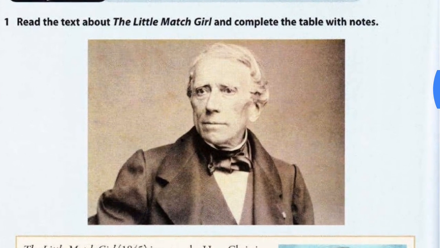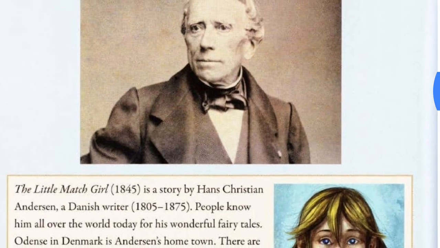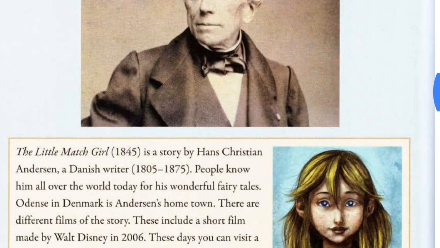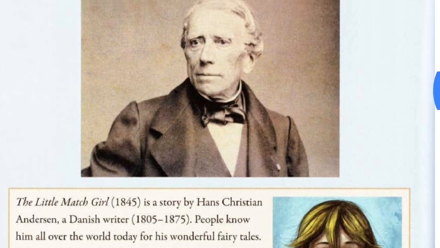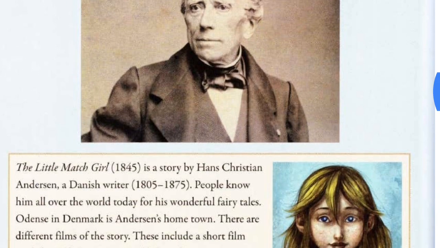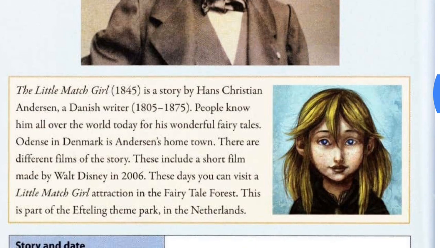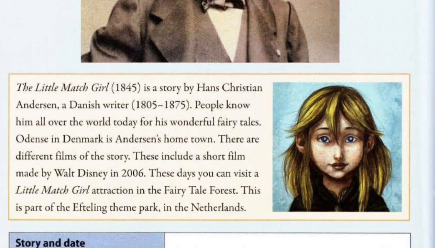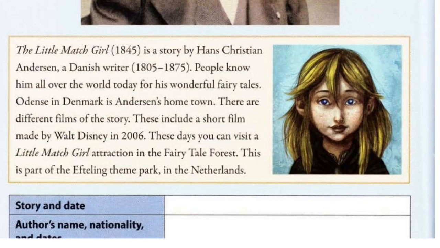It is a wonderful story which Hans Christian Andersen wrote in the year 1845. You can see it says The Little Match Girl, 1845. Hans Christian Andersen himself was born in 1805 and he died in 1875. People know him all over the world today for his wonderful fairy tales. So there is a brief description of his home and his work, and this particular short story was made into a film by Walt Disney in the year 2006.